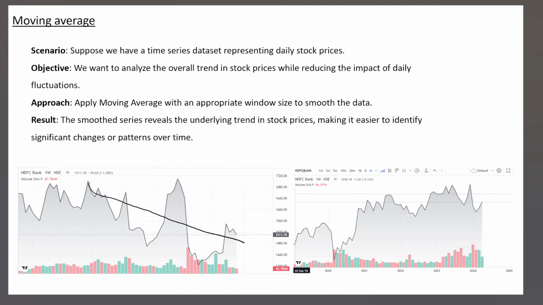But if you look within this year, it is only within this year that it does this. If you see over a longer period of time, like from 2020, it is an upward trend. So it helps in telling whether the stock is approaching a downward trend or an upward trend, and it is easy to identify significant changes in patterns over a period of time.